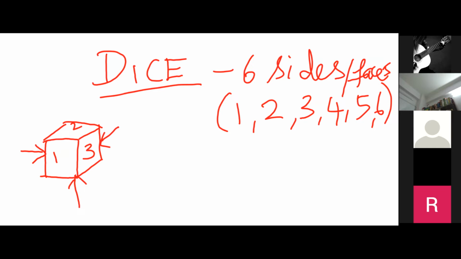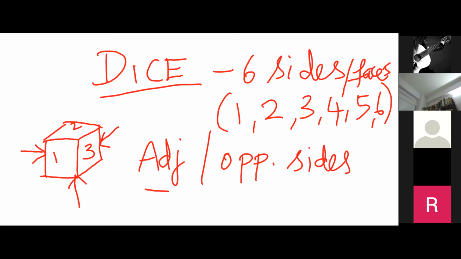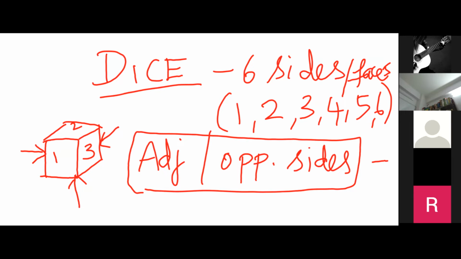And now there are 2 other terms called adjacent sides and opposite sides in a dice. This is what is going to be your question. They will give a dice of various values and ask what is the adjacent side to the number 2 in the dice, or what is the opposite side to the number 3 in the given dice figure. For that, first let us understand the meaning of the words adjacent and opposite side in a dice.